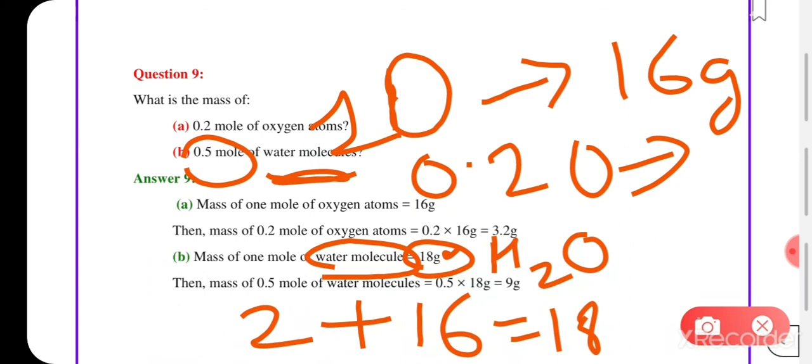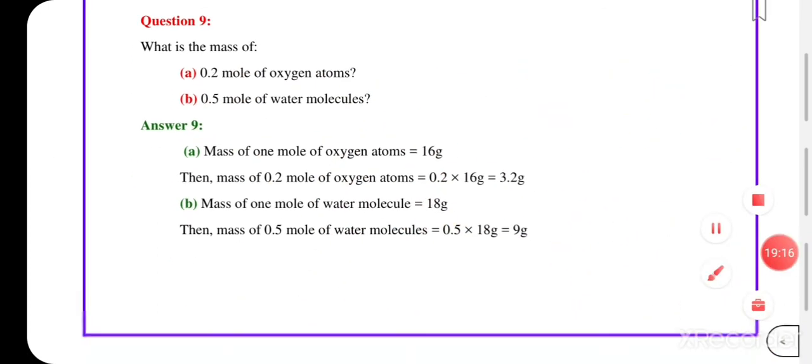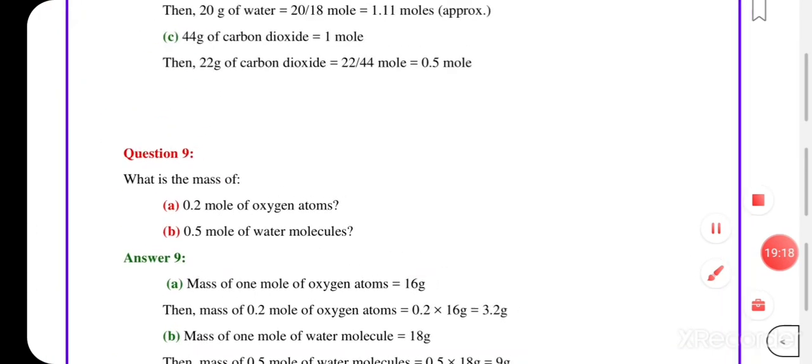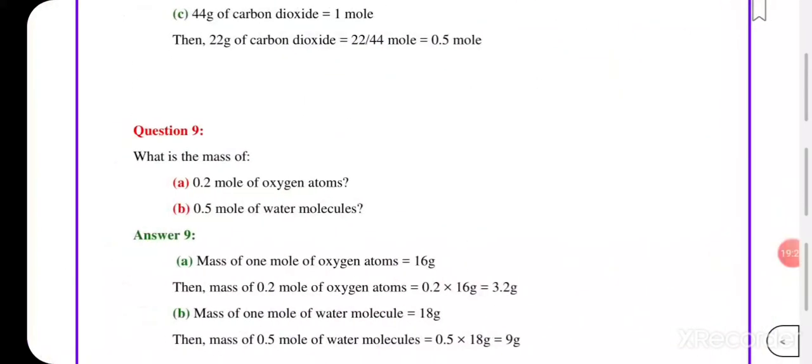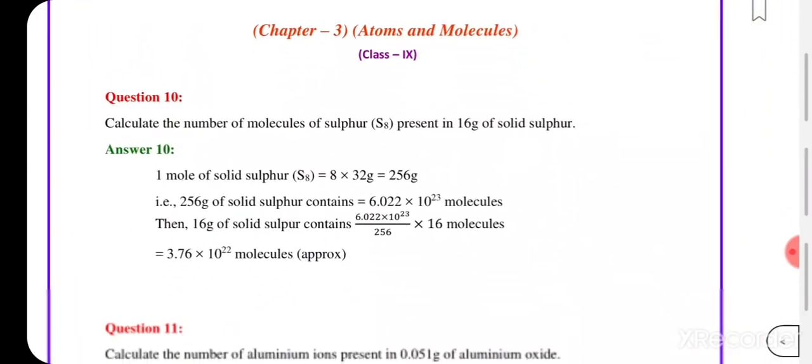So for 0.5 moles it will be how much? So you have to calculate. 0.5 is nothing but half, right? So half of 18, it will come to 9 grams. Now this question is done. Moving on to the next question, that is question number 10.